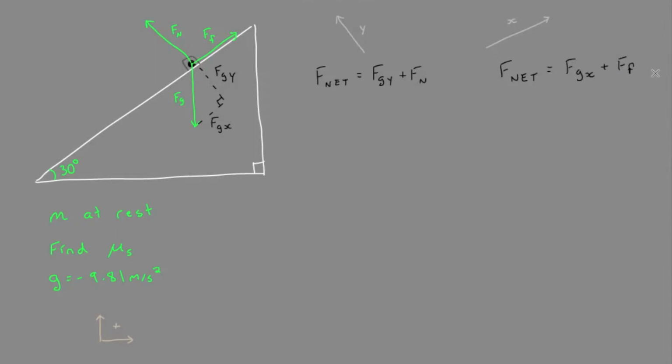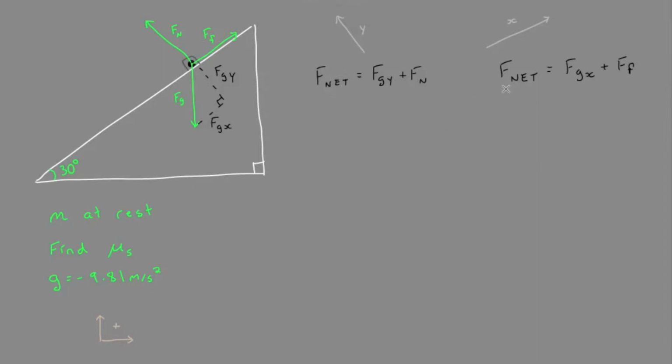So what do we do next? Well, there's three things we can do. We can look at what F net would be. We could substitute for the force of friction. And we can also substitute for the components in the x and the y direction. So it doesn't really matter which we do first. Let's just talk about F net first.